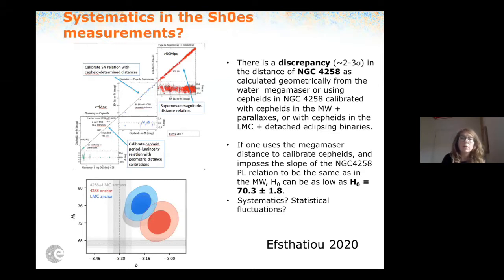The very cool thing about this paper is that they now also contain the answers from the SHOES team. And so you can see the different points that Efstathiou makes and the different answers from the SHOES collaboration, which was also interested in this result and will make further checks in order to better understand whether this discrepancy is systematic or just a statistical fluctuation.